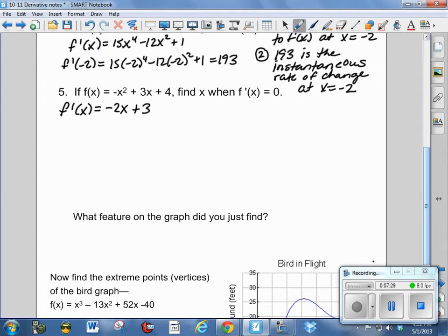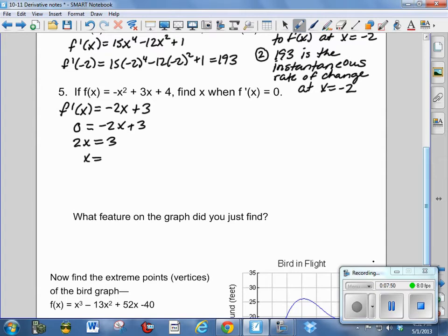Now it says find x when f prime of x equals 0. And you say, that's easy, that's 3. No, it's not 3, because what you just found was f prime of 0. I didn't say put 0 into the function. I said set the function equal to 0. In other words, I want to say 0 equals negative 2x plus 3. So 2x is equal to 3, x is equal to 3/2.